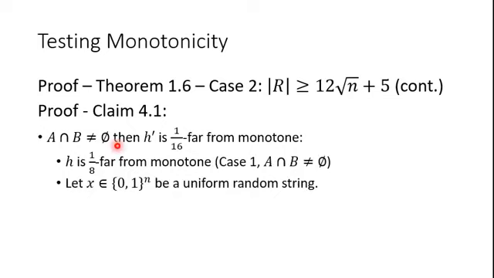Okay, so we finished showing that if the intersection between A and B is empty, then H prime is monotone. Now we will move on to the second part of the claim, which is that if the intersection of A and B is not empty, then we want to show that H prime is 1/16 far from monotone. What we know is that in this case, H is 1/8 far from monotone. We saw this in case 1 with A intersection with B not being empty. So now we set x to be an element in {0,1}^n, some uniform random string.